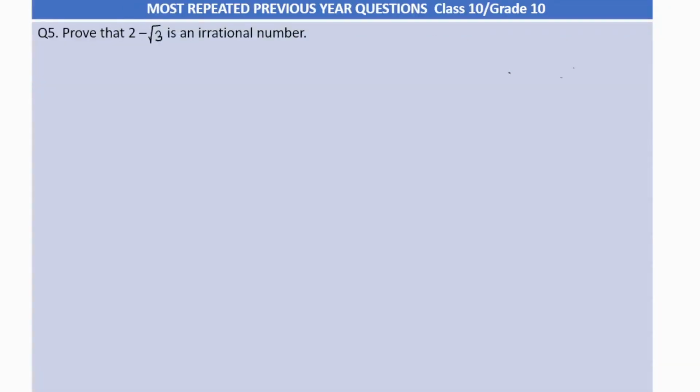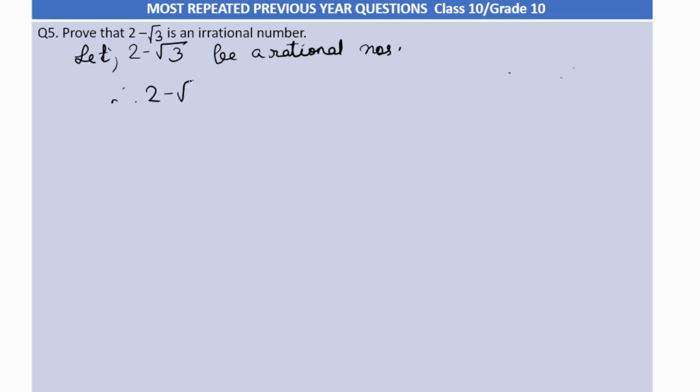Let's solve this question. Prove that 2 minus root 3 is an irrational number. Now here, how do we start? We start by assuming that this number given to us, 2 minus root 3, is rational. So let's write that. Let 2 minus root 3 be a rational number. Now, how are rational numbers expressed? All rational numbers can be expressed in the form of p by q or a by b or any variables that you take. Here I am taking, let them be p by q.